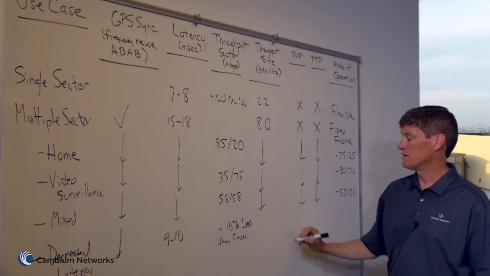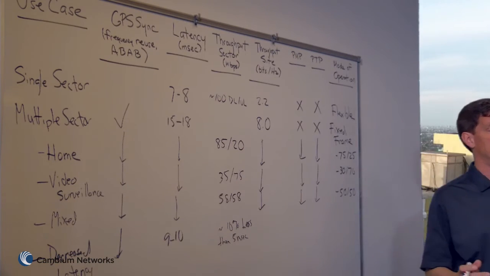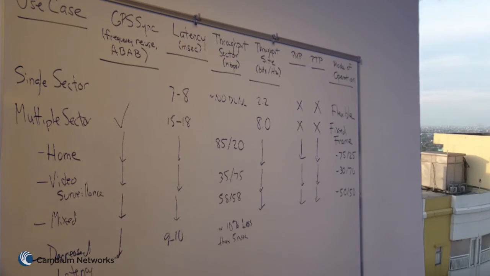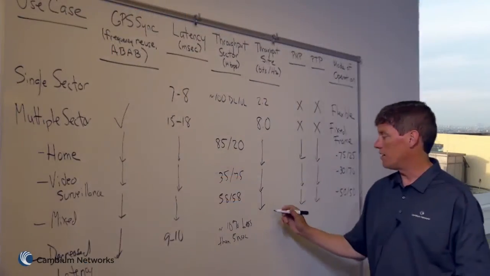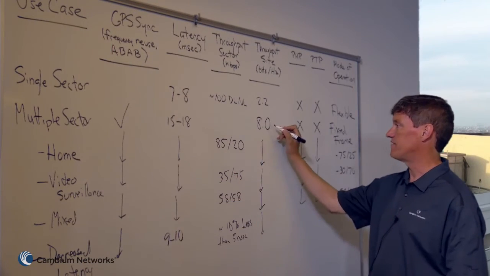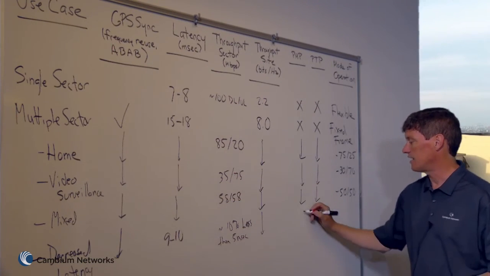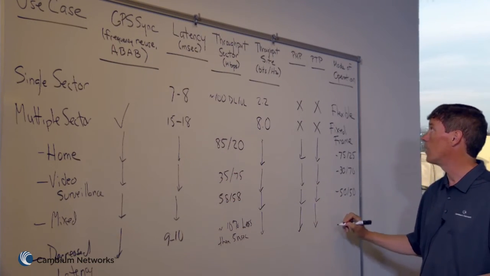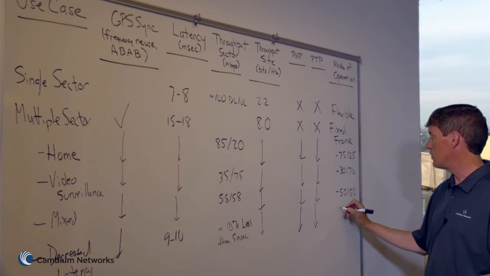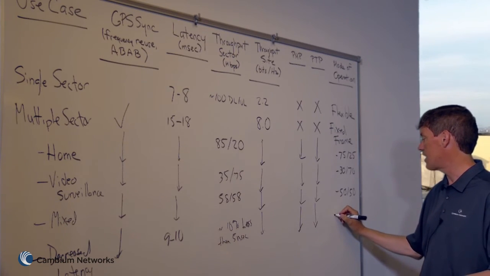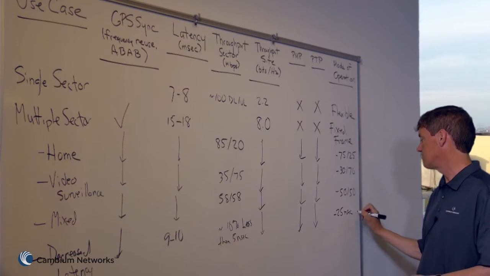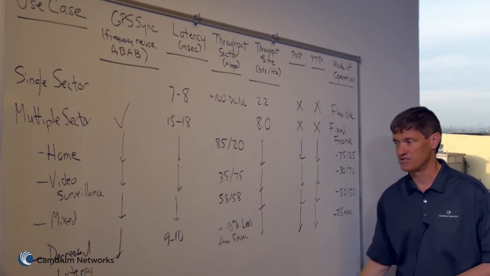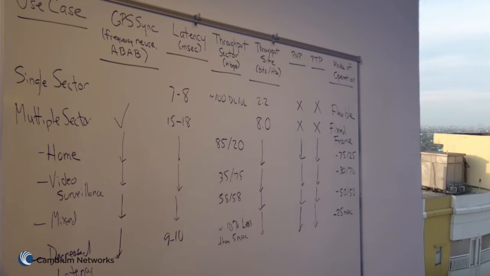Okay? Because what we have is we have 2.5 millisecond frames and we have double the latency overall, as we show on the slide. Here we still have the same benefit of the 8 bits per second, and we still support point-to-point, point-to-multipoint. So what we have really right here is now we have our 2.5 millisecond frame size to handle that use case. All right.